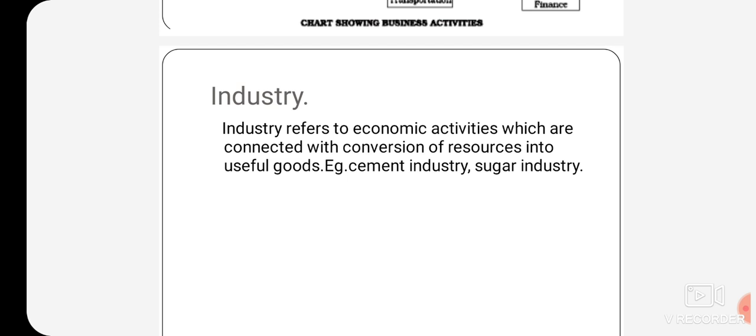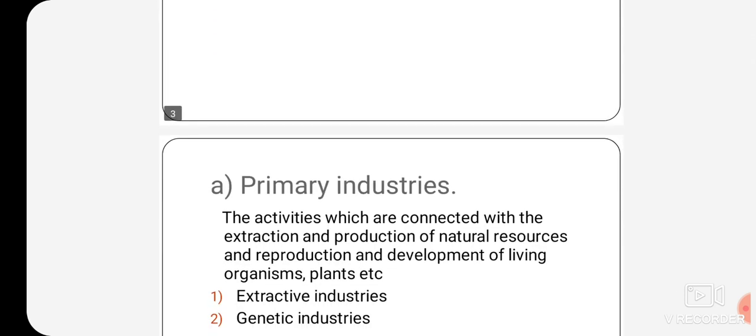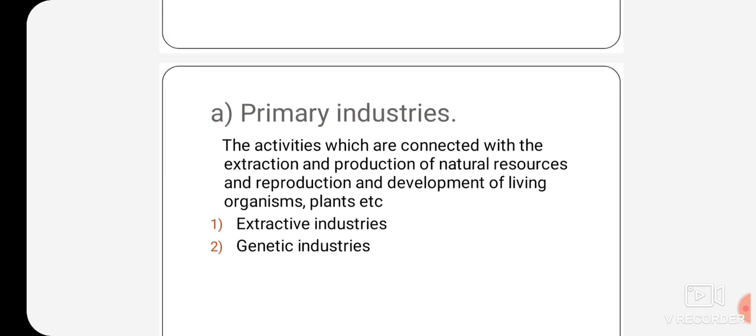So as I already told you, if you go through the chart, you will come to know industry is going to be studied under these three heads, as I already told you: primary industry, secondary industry, and tertiary industry. So what do we mean by primary industries or primary industry? So here the meaning is given: the activities which are connected with the extraction and production of natural resources and reproduction and development of living organisms, plants, etc. Such kind of industries are called what?